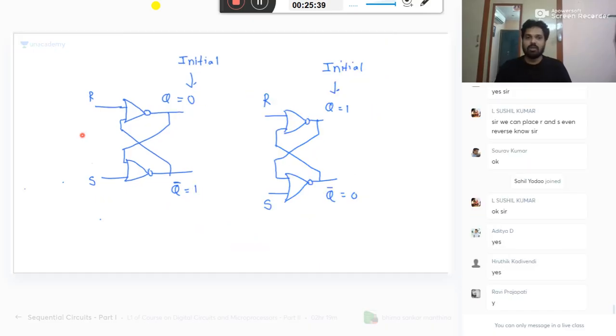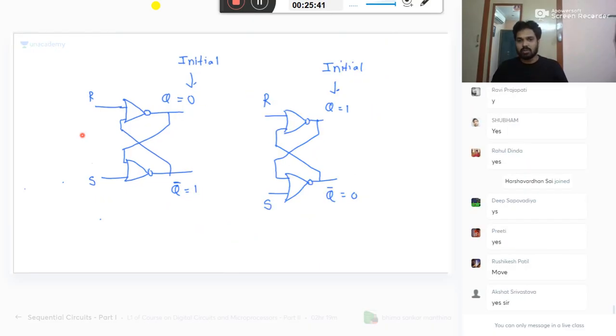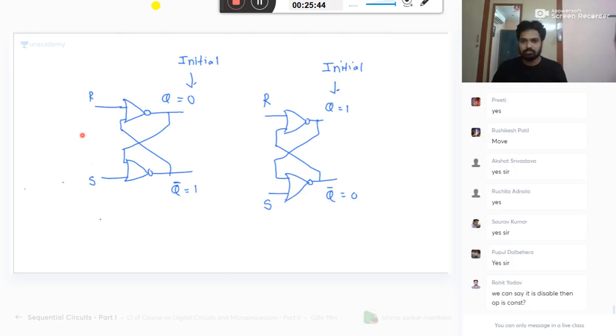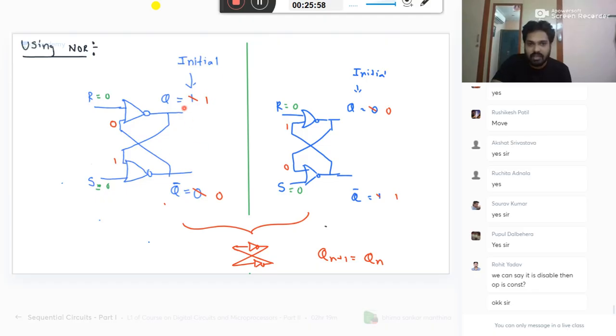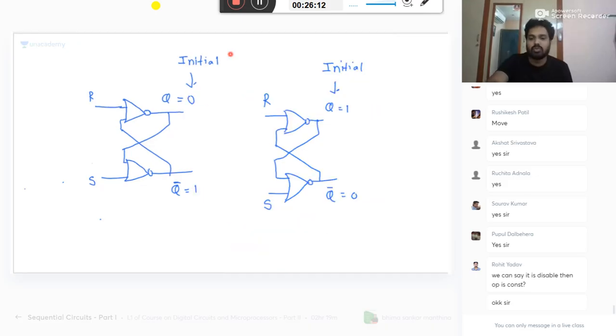Okay, so let me analyze. Yes, Rohit. But you should not consider disable as these things because they may change. Always say disable and enable with respect to S and R only. Don't worry about these values because they may change. So we analyze with respect to S and R always, not with respect to the previous values. So let me start the analysis.